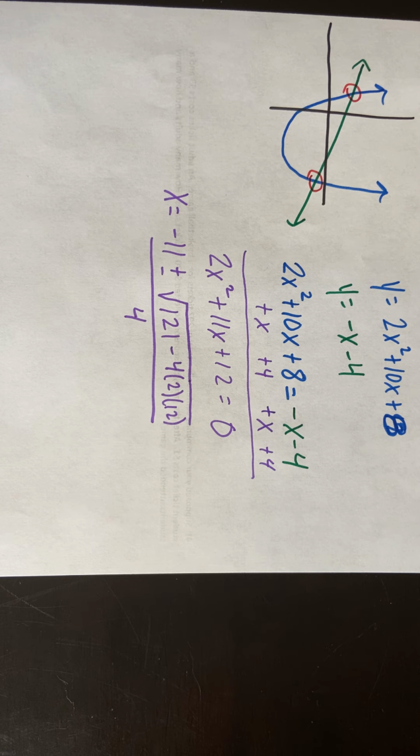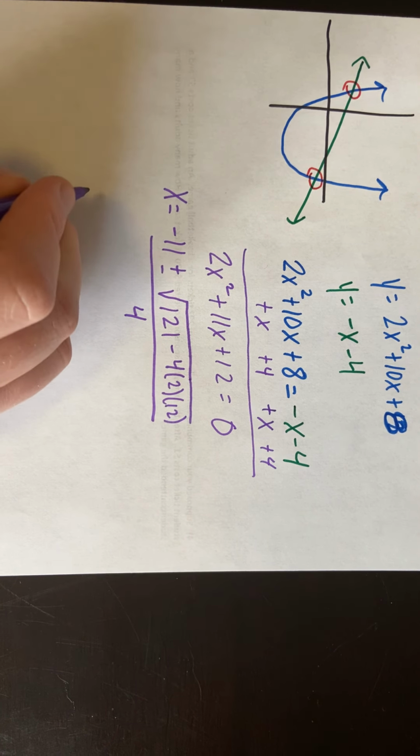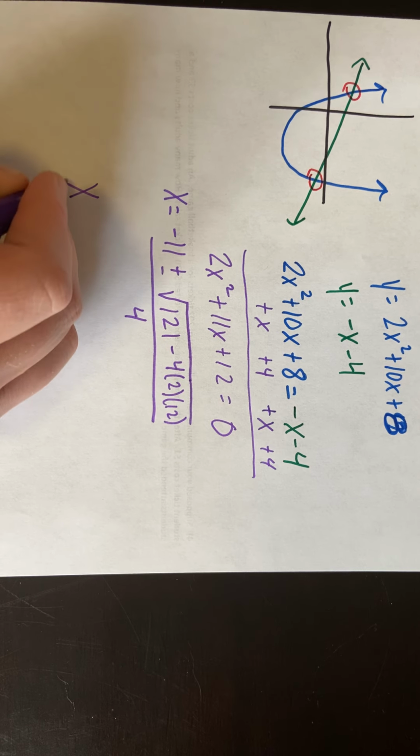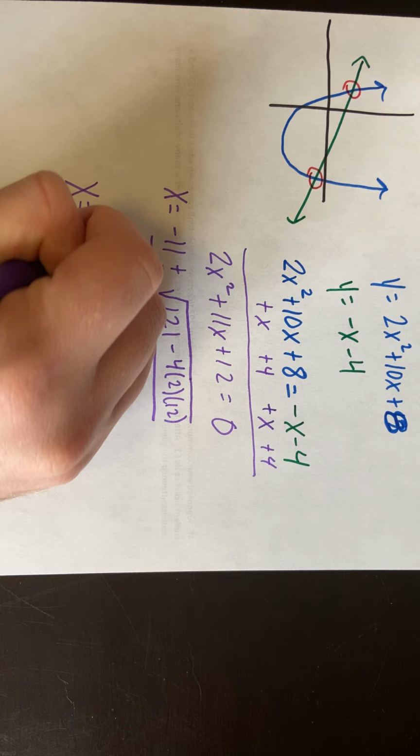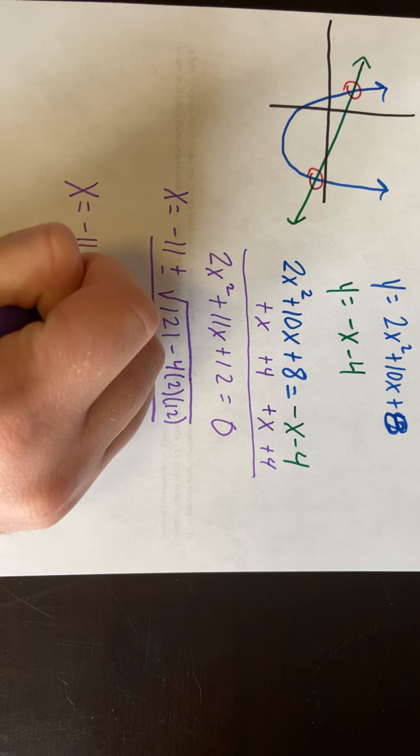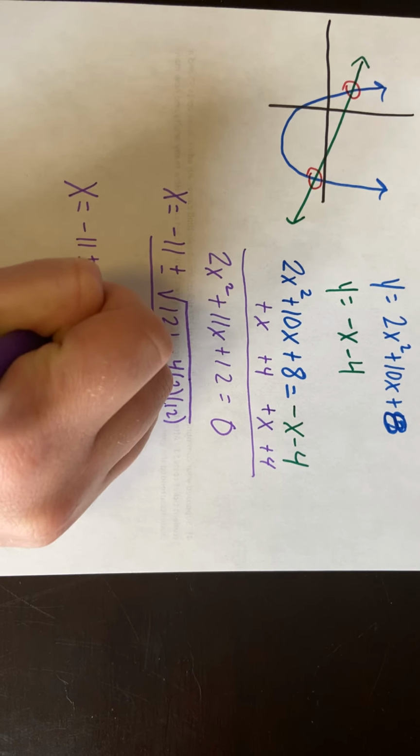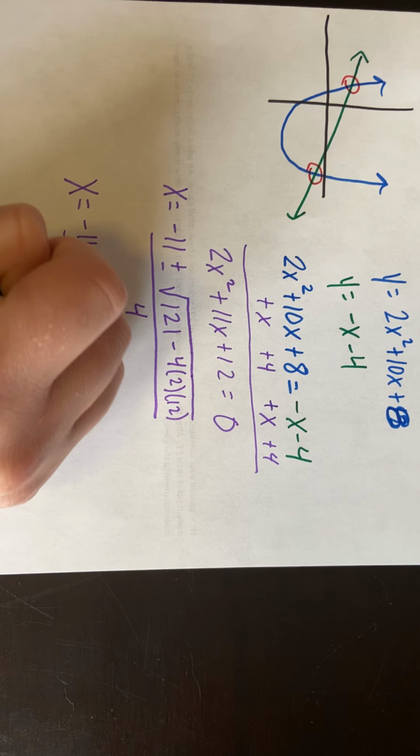So 121 minus 4 times 2 times 12 is 25. So now that my discriminant is positive, and it's actually a positive perfect square, we're going to have two real solutions, right? So negative 11 plus or minus the square root of 25 over 4.